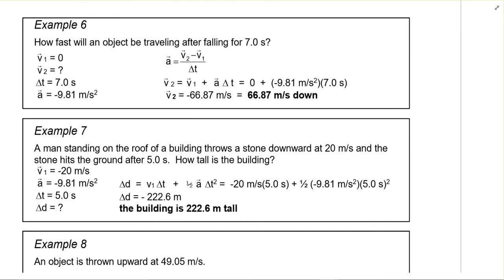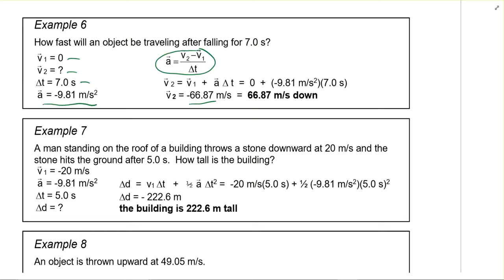Number 6, how fast will an object be traveling after falling for 7 seconds? So we know a few things here. We're assuming it starts from rest. We didn't throw it upward or downward. V2 is what we're looking for. It tells us in the question it's 7 seconds. And this is the one that is always the same if you're throwing it up in the air or down in the air: negative 9.81. Rearrange just our formula that we were using in lesson number 7. Solve for V2 and you end up with negative 66.87, and it's going to be meters per second down.